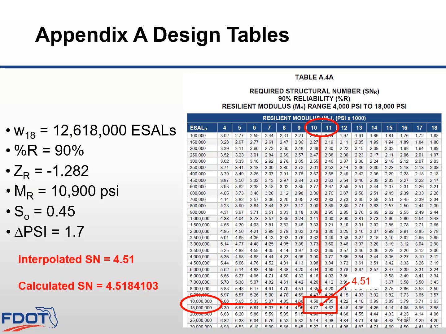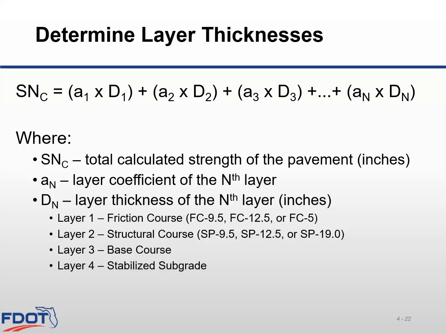So now let's check it against the structural number that we previously calculated using the AASHTO design equation. That value was 4.5184103, so they match pretty well. So now that we've determined our required structural number, we can move on to the next step, which is calculating the layer thicknesses for our pavement structure.